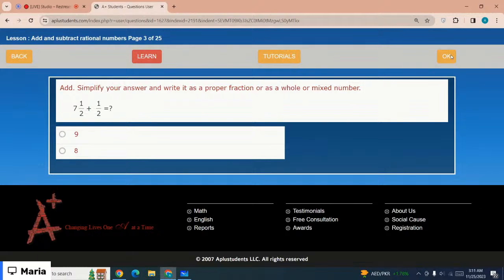Okay, add 7 whole 1 over 2 plus 1 over 2. So which is the correct option? Yes, that is 7 and half, right? When you add half to 7 and half, half and half makes 1, so 7 and 1 makes 8. So the correct option is 8, right?